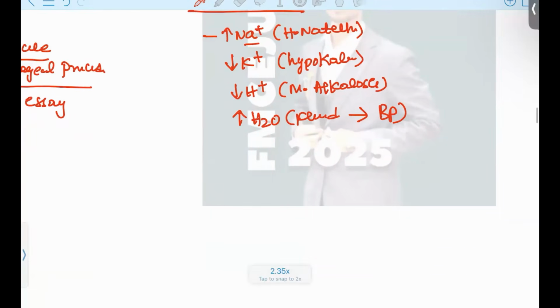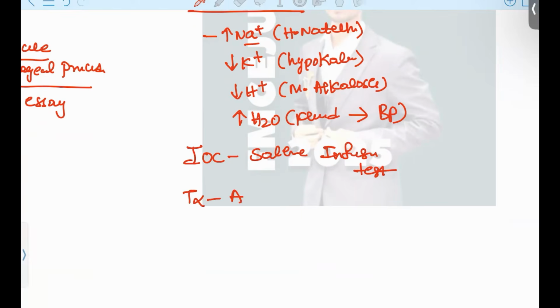Okay. And what is the investigation of choice for this patient? Saline infusion test. Because of the fluid overload, you can do this test, the saline infusion test. The treatment of choice, aldosterone blockers. Okay, so aldosterone blockers such as spironolactone, those drugs can be given for this patient.